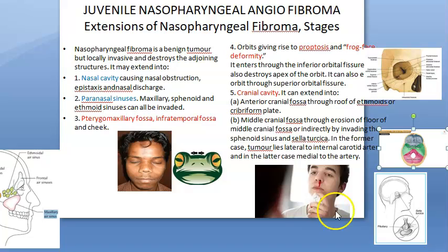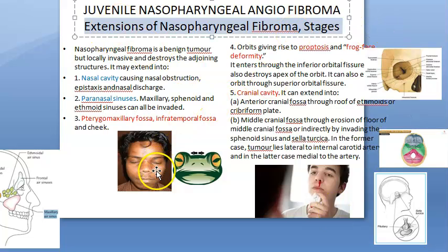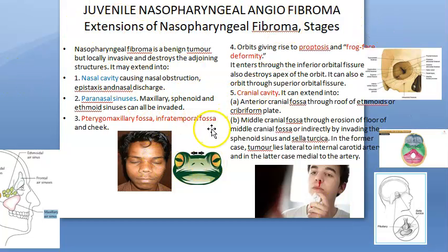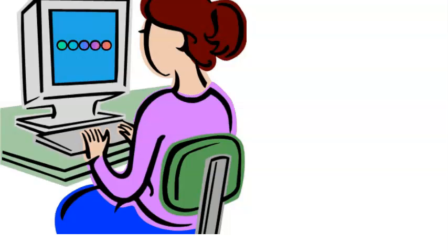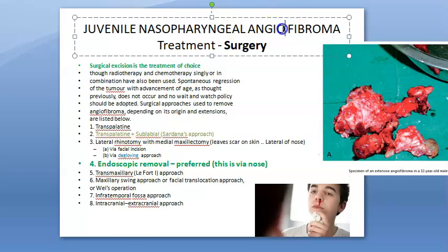Guys, so we are done with the extensions of nasopharyngeal fibroma also. This will help in your staging and all that, okay? So what is left now is just the treatment. What is left, guys? Treatment of what? Nasopharyngeal fibroma. Yes. No, say that right. Nasopharyngeal angiofibroma. Yeah. Nasopharyngeal angiofibroma.